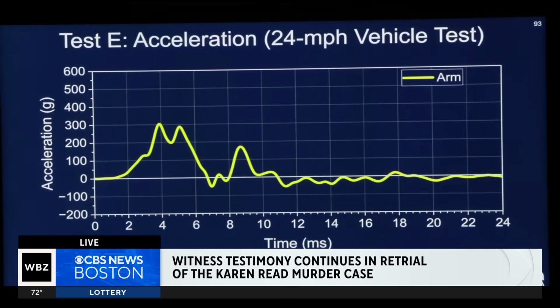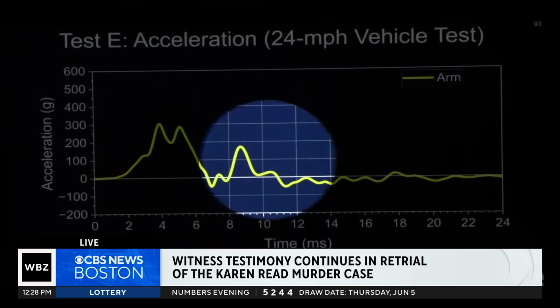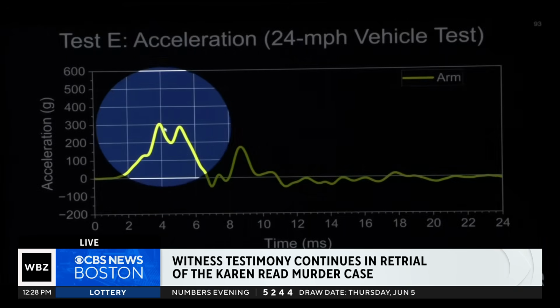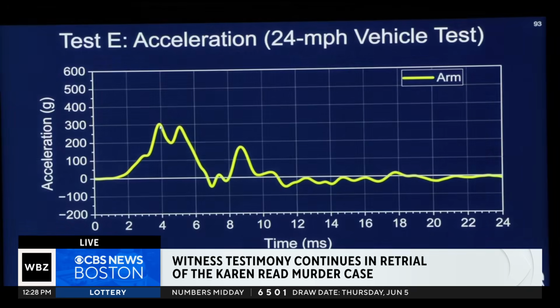What are we looking at here? This is the acceleration of the arm during this 24-mile-an-hour impact test, reaching peak Gs of about 300 at 4 milliseconds. And the next slide.